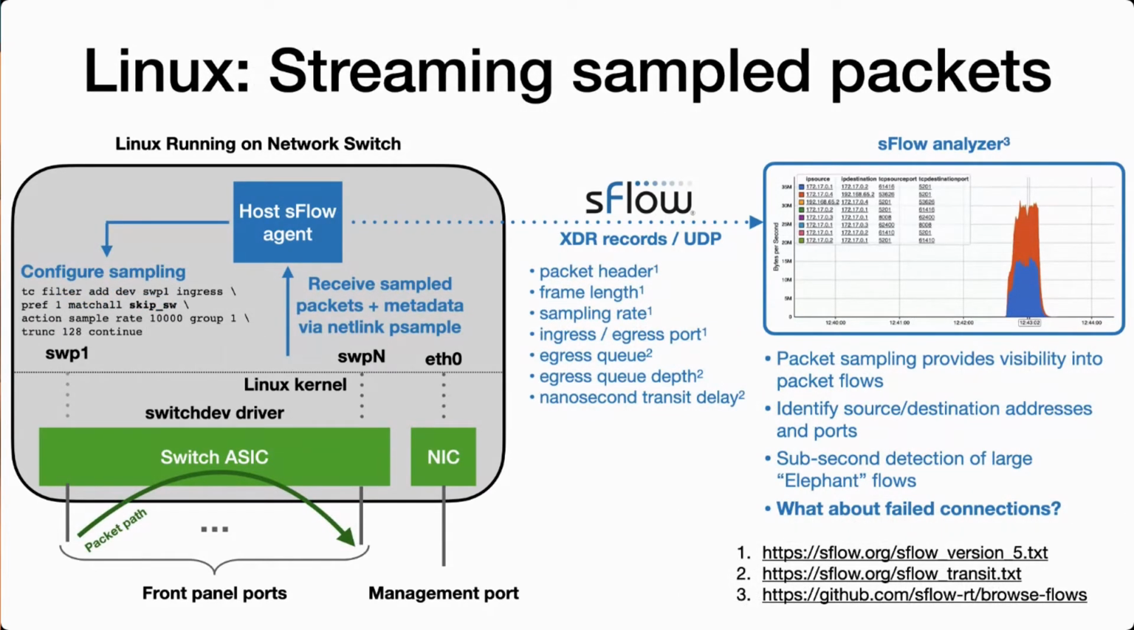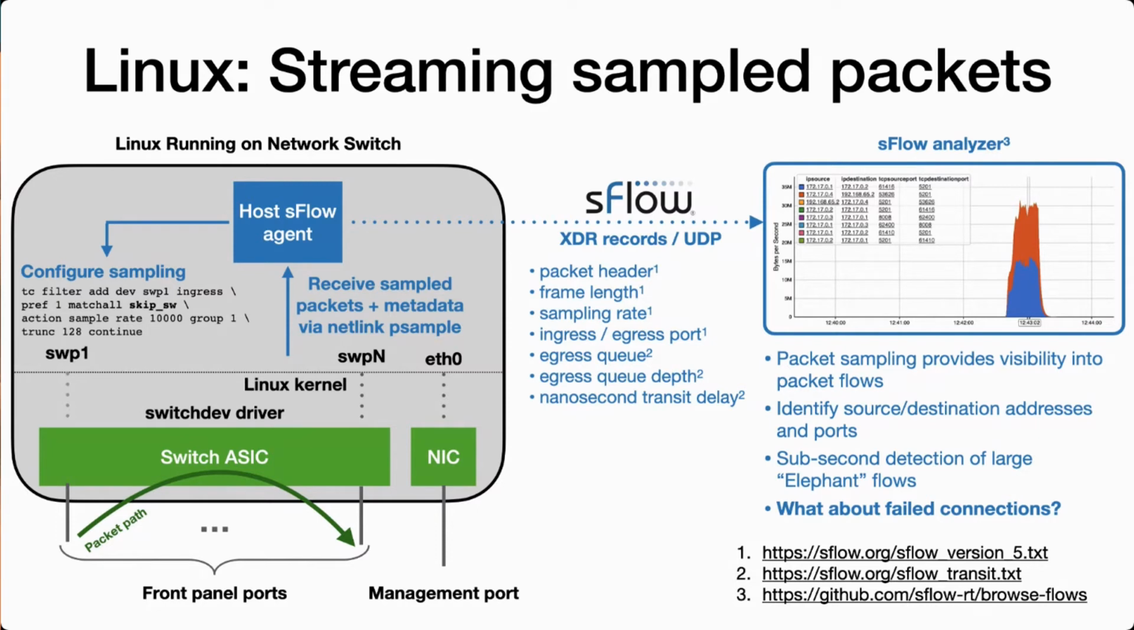So a good solution for this challenge is to use packet sampling. sFlow defines a mechanism for 1-in-n random sampling, annotated with metadata such as the ingress and egress port, egress queue depth, transit delay in nanoseconds, and details of the routing decision. Support for this sampling mechanism is built into most switch ASICs, and the ASIC driver now exposes this capability as part of the Linux TC subsystem.